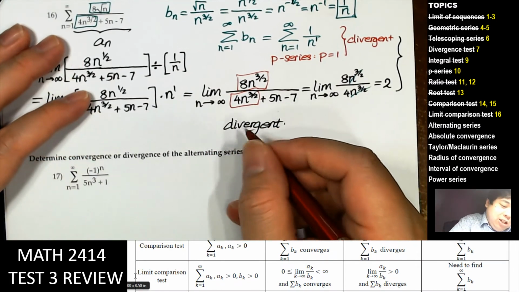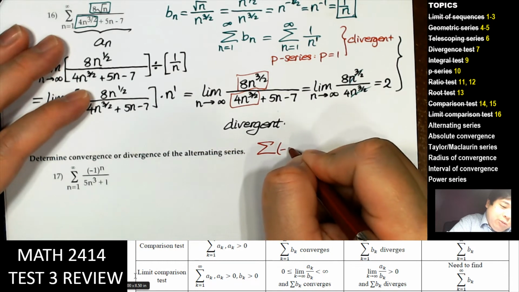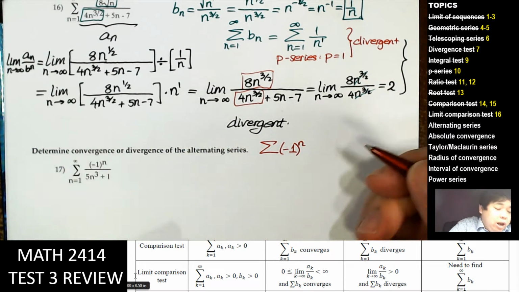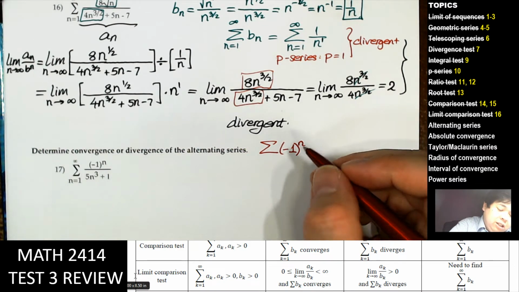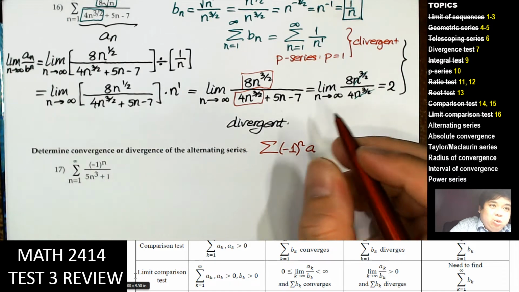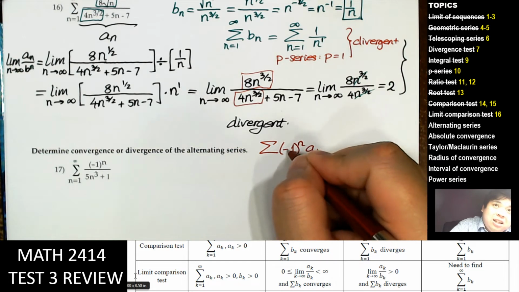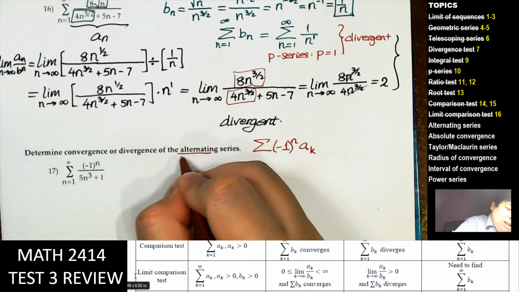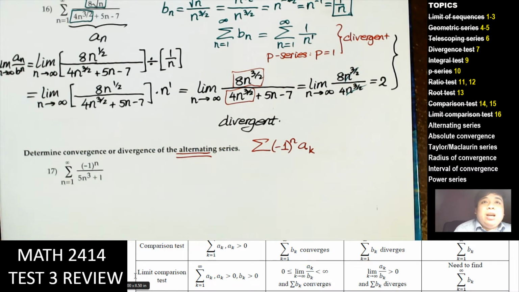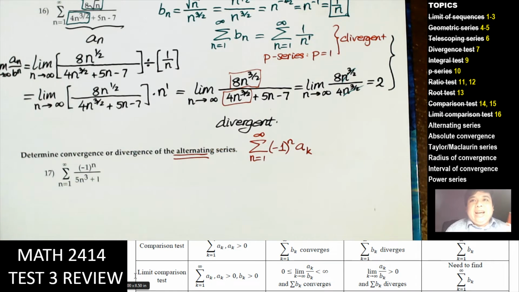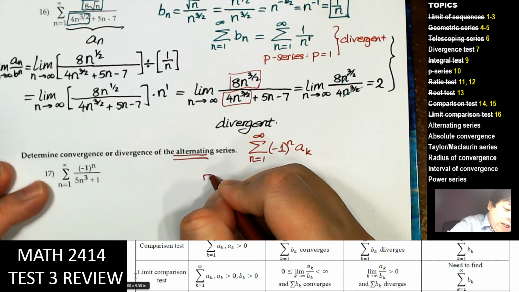Alternating series, meaning that we're going to have the -1 to the n power, or n plus 1, or n minus 1, doesn't matter. And then a sub n. Let's use k. I should update the formula. So we need the alternating factor. We can say n goes from 1 to infinity. Sorry, it has to be like this. So an alternating series is convergent if two things happen. First of all, it has to be decreasing.